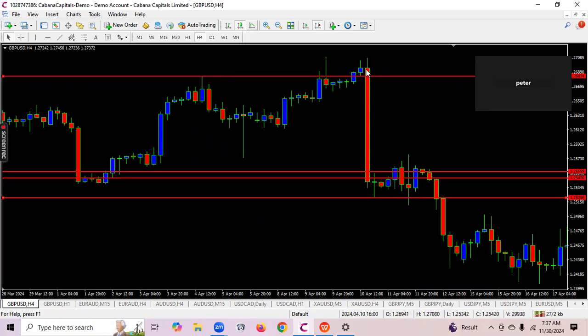Okay, I'm sure a major news was released at this time, and that's why you see this long body candle. Let me see the time here. Today afternoon Nigerian time, it's around 2 p.m. Nigerian time, and that is when the United States releases most of their news, between 2 and 5. That is when the United States releases their news.